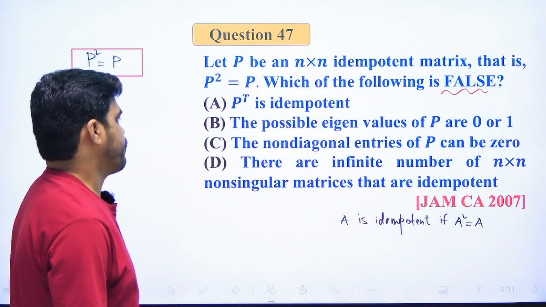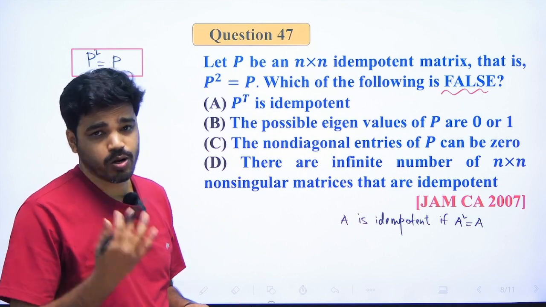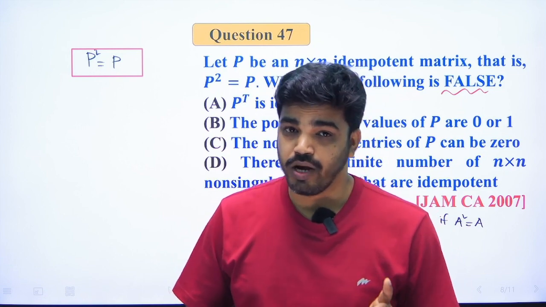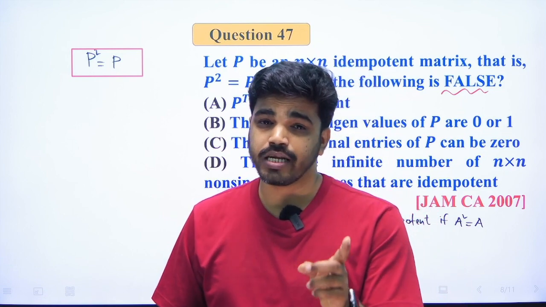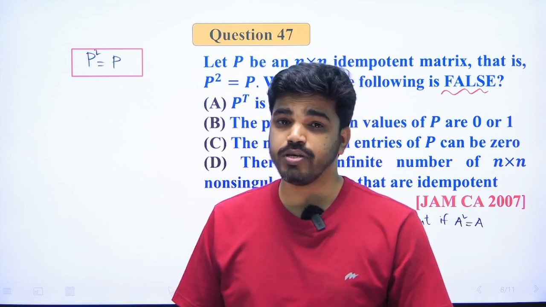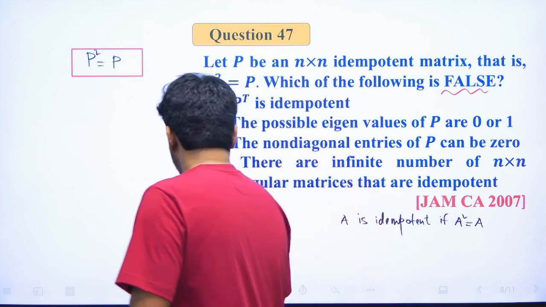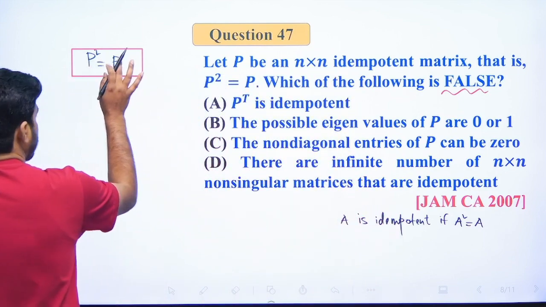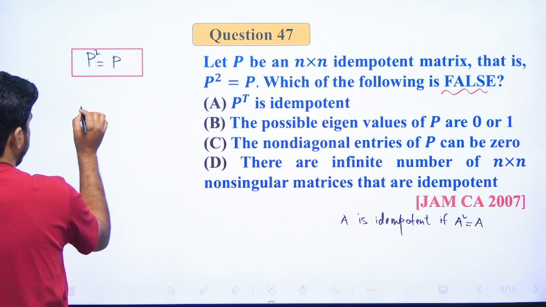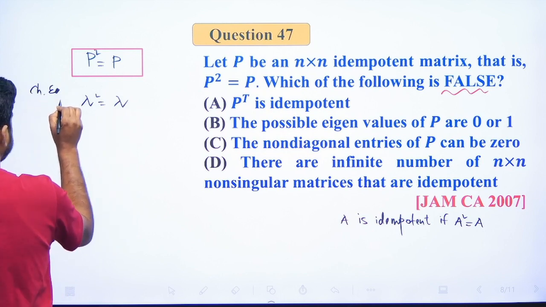We know that the eigenvalues of an idempotent matrix are either 0 or 1. An idempotent matrix is always a singular matrix. Why? Because the eigenvalues of an idempotent matrix are 0 and 1, and if 0 is an eigenvalue of a matrix, then that matrix must be singular. Let's check by calculation: P square is equal to P. What is the characteristic equation? That is lambda square is equal to lambda.